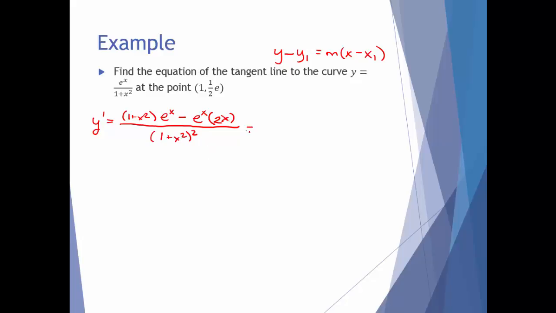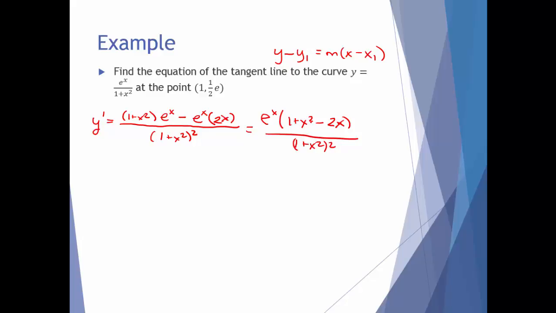I'm going to clean this up a little bit before I start dealing with the point. Notice both of these two terms have an e to the x in common, so I'm going to factor that out. When I do that, in the first term I'll be left with 1 plus x squared, and in the second term I'll be left with minus 2x. And again, that's still over the same denominator, 1 plus x squared squared.